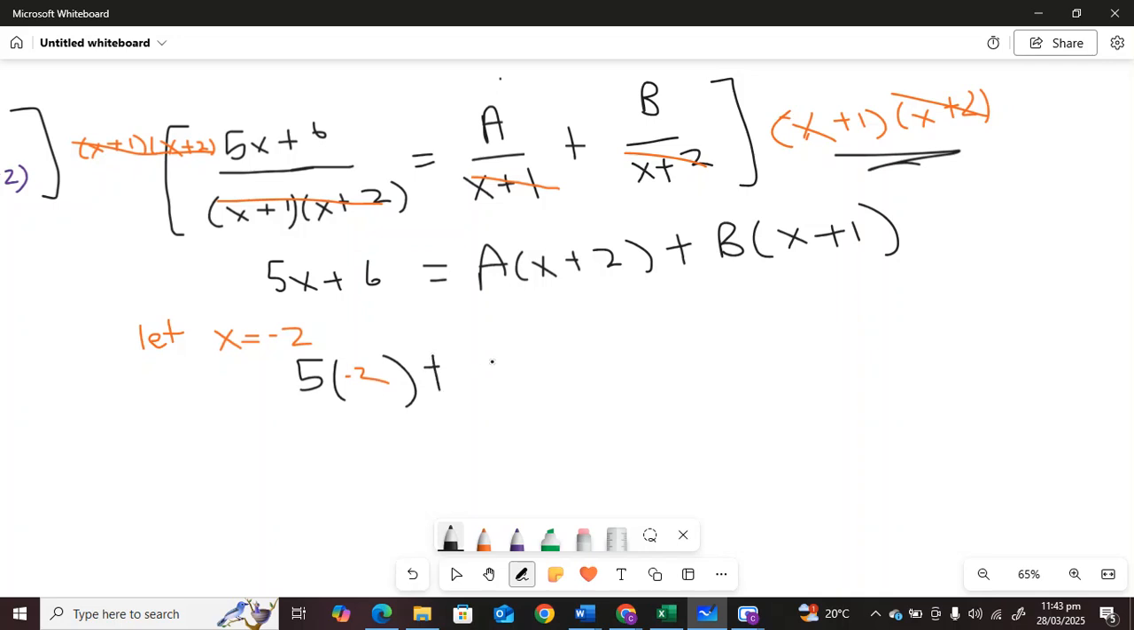So 5 times -2 plus 6 on our left hand side. Here we have a, open brackets, -2 plus 2, plus b, open brackets, -2 plus 1.